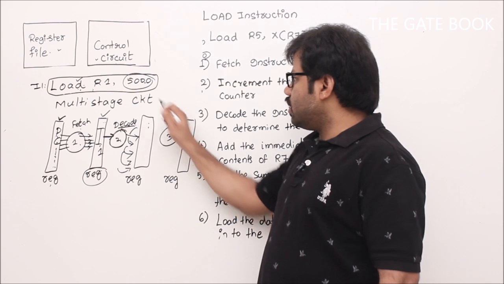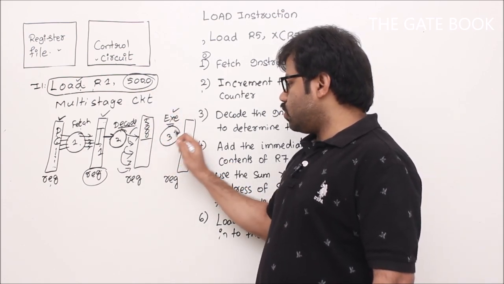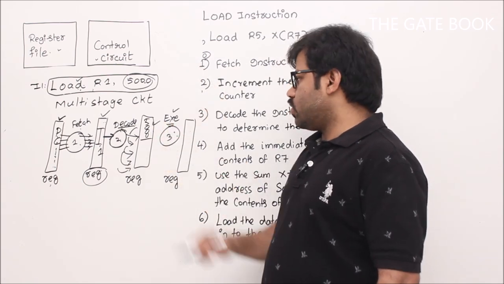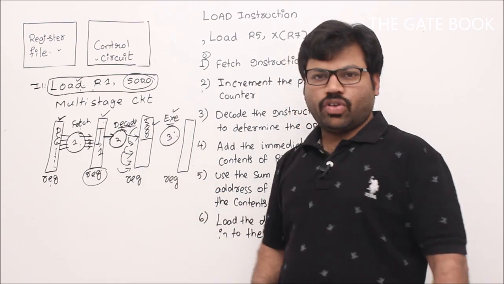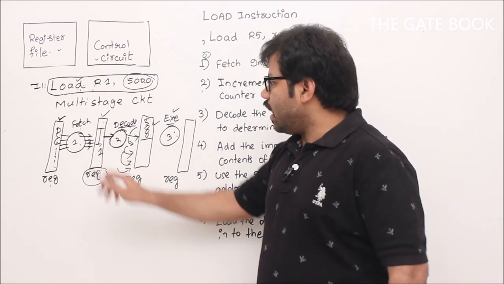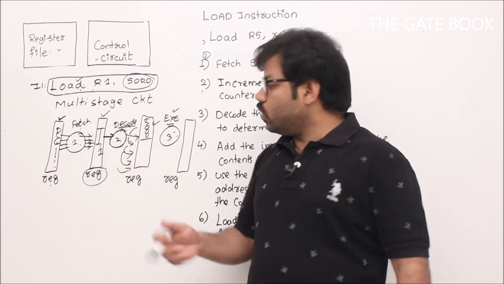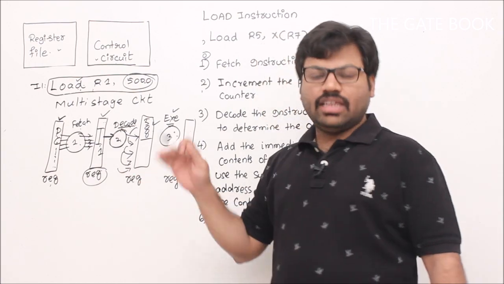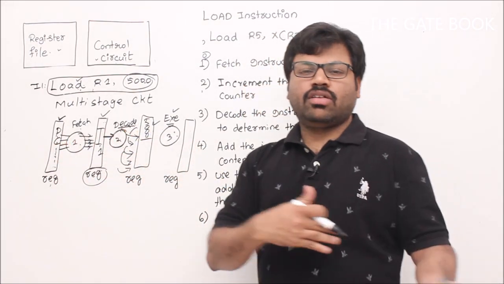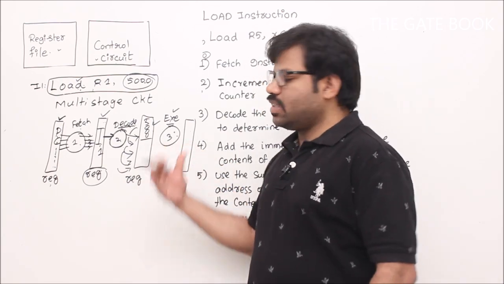Maybe the execution phase requires memory address 5000, because this execution phase should go to memory. Where to go in memory? 5000. That will be supplied by decoding. In that way these stages are going to help each other, right? Stage 1 helps stage 2, stage 2 helps stage 3 through the buffers. These buffers are going to help in forwarding the data to the next stages. So that is the idea of a multi-stage circuit.